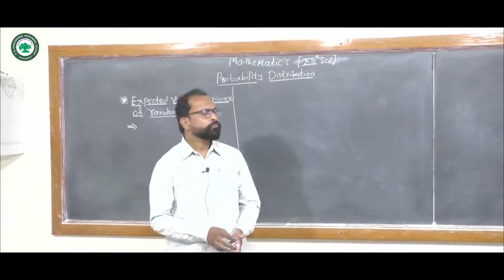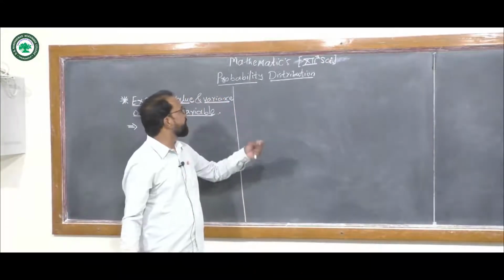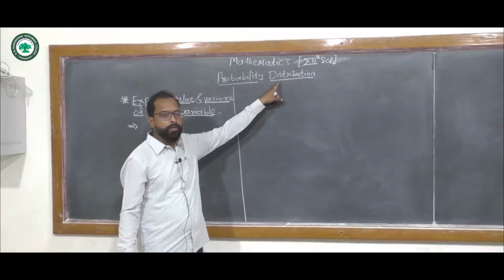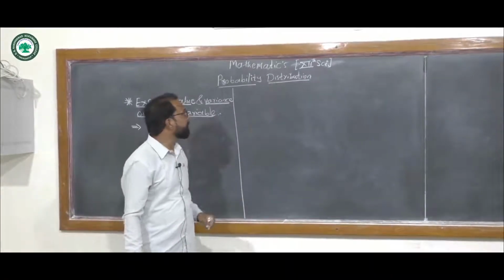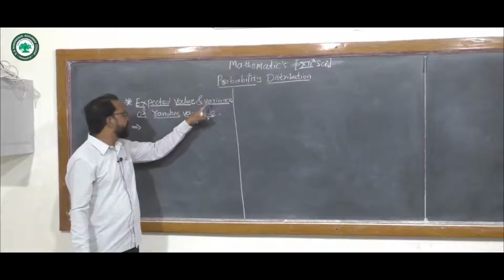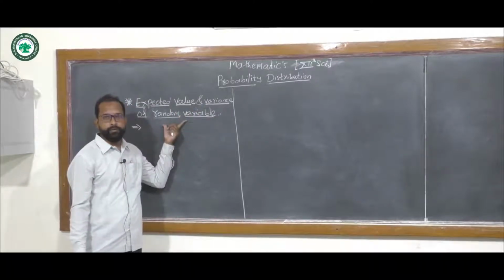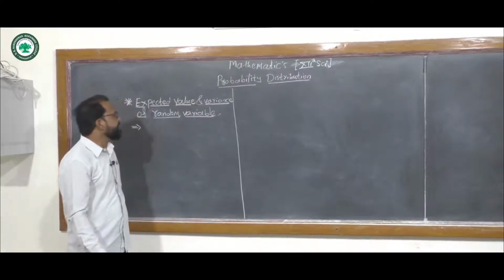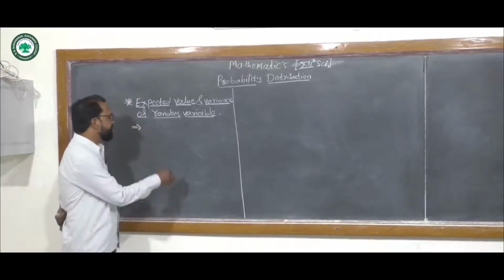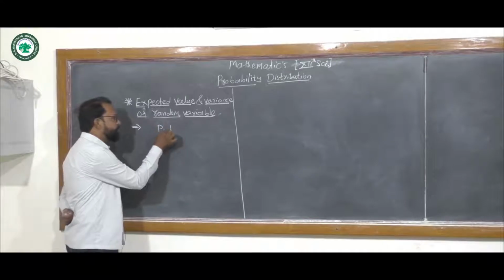Today we continue our chapter from 12th Science Mathematics, Probability Distribution. Now the next point from this chapter is expected value and variance of a random variable. To define the expected value and variance of a random variable, let's consider a probability distribution.